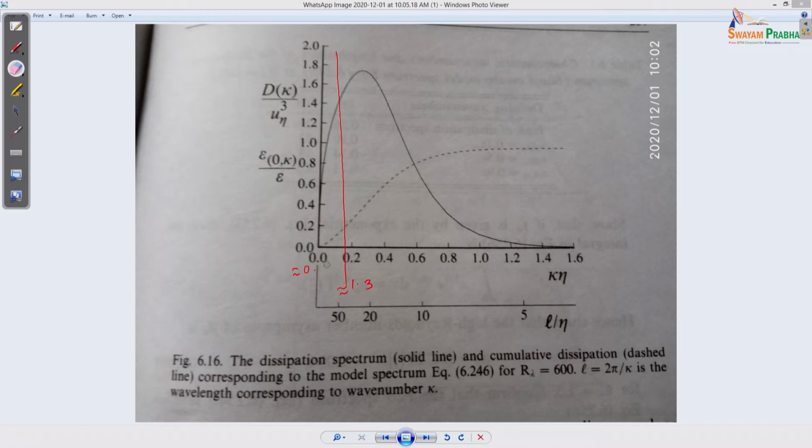Now here what we are going to look at is, again, a plot. This is the dissipation spectrum, which I am producing from the book of Pope. So k eta.